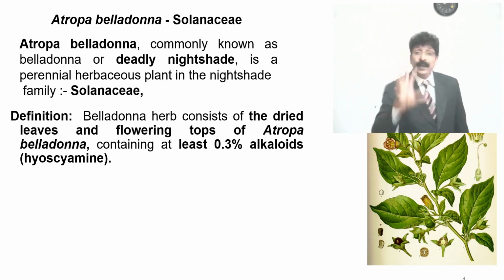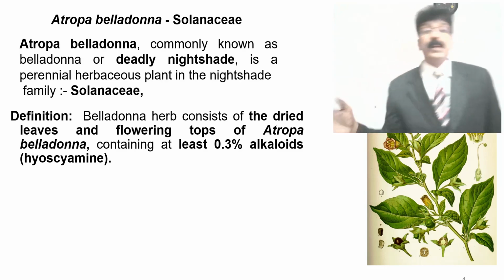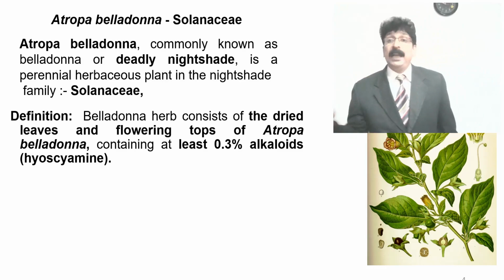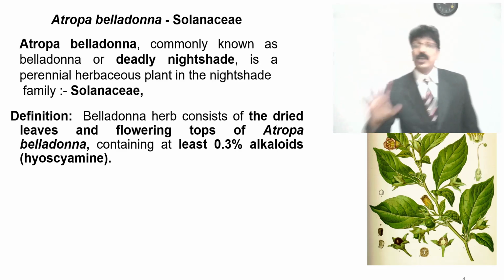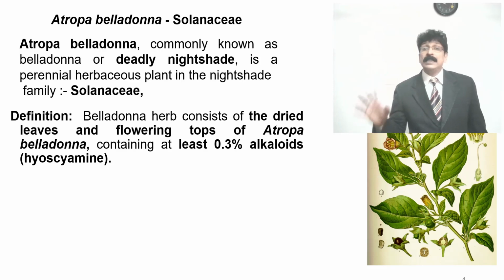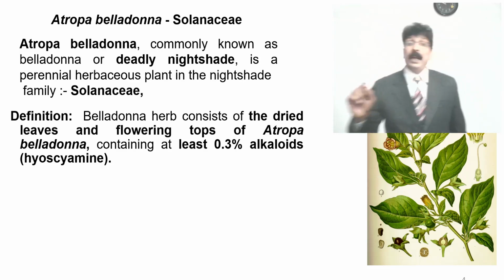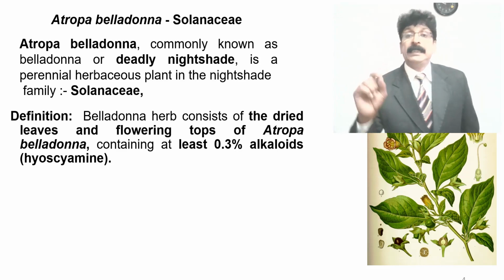Definition: if you want to write the botanical source, the pharmacognosy definition, belladonna herb consists of dried leaves and flower tops of Atropa belladonna containing at least 0.3% alkaloid hyoscyamin. So it contains 0.3% alkaloid hyoscyamin.